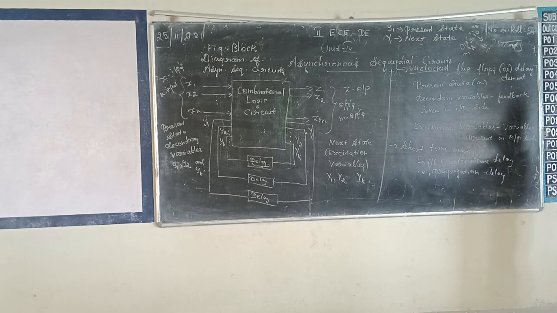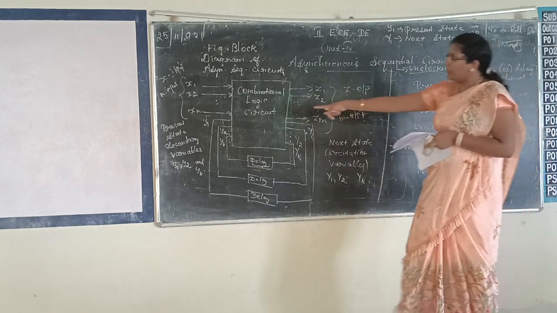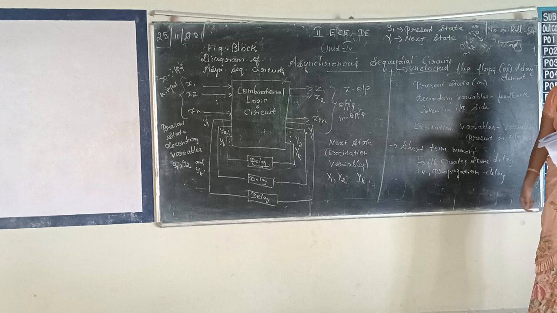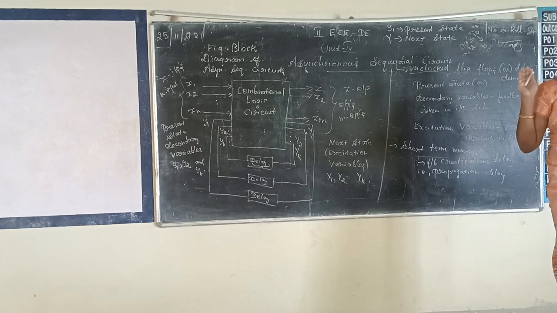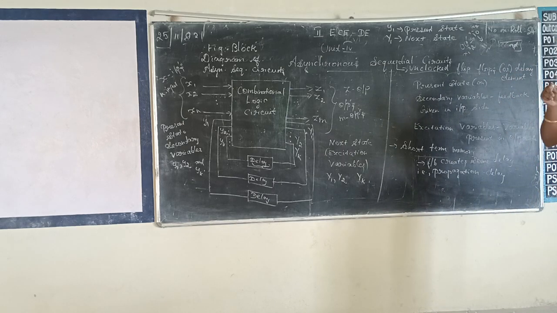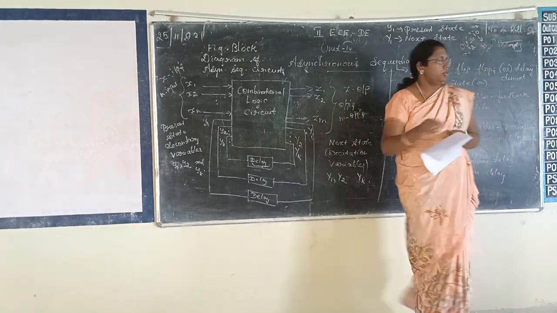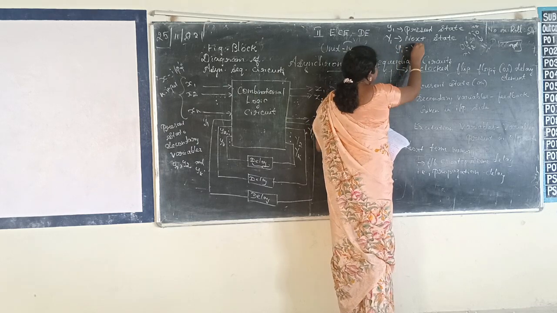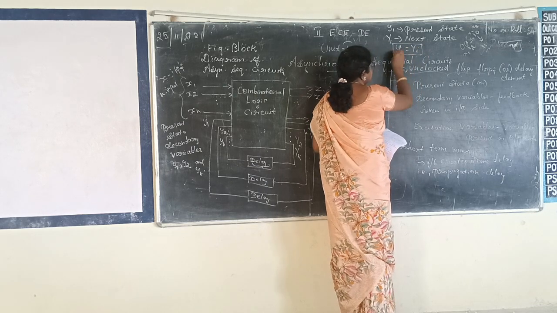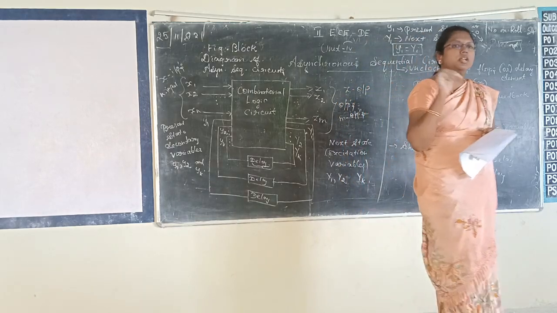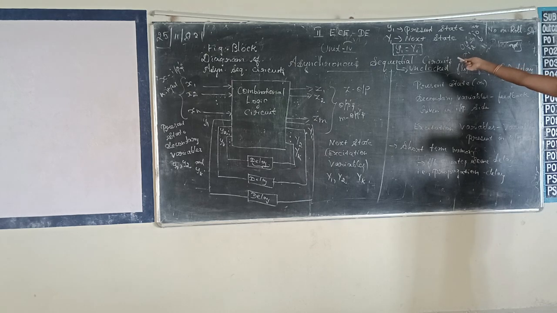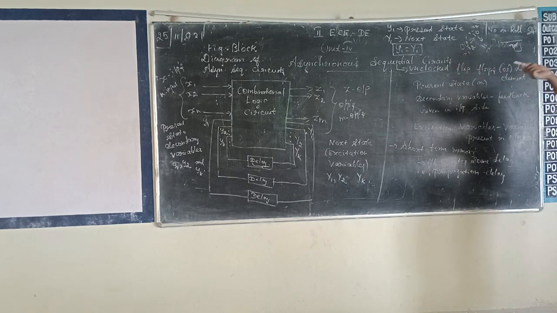Then small y1 will be the present state variable and capital Y1 will be the next state variable, right? For the system to work in a stable way, it should satisfy the following condition: small yi equal to capital Yi, right? So the given input appears at the output. So the condition will be small yi equal to capital Yi. If the system satisfies this condition, then the system is said to be stable.